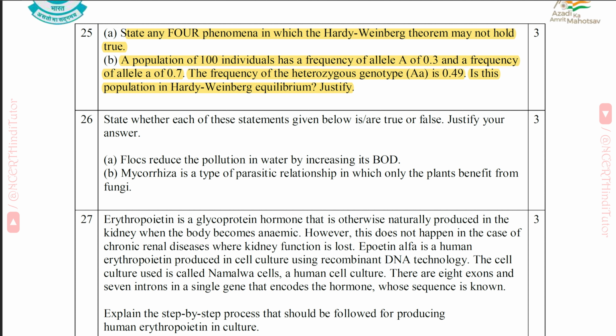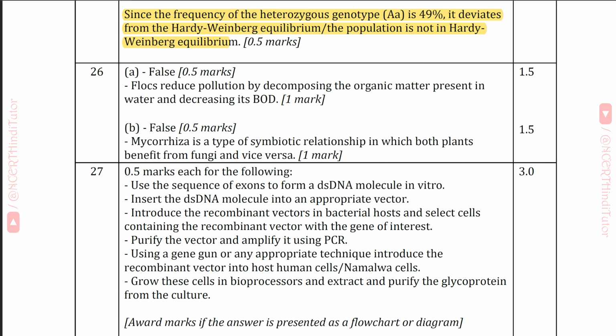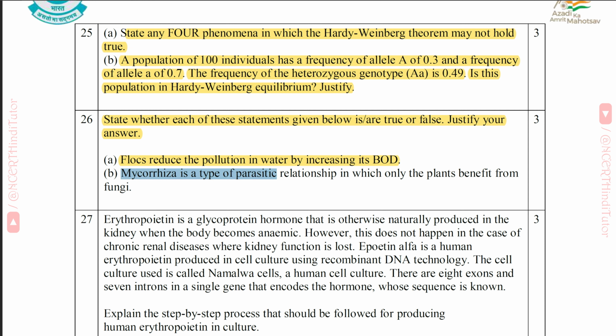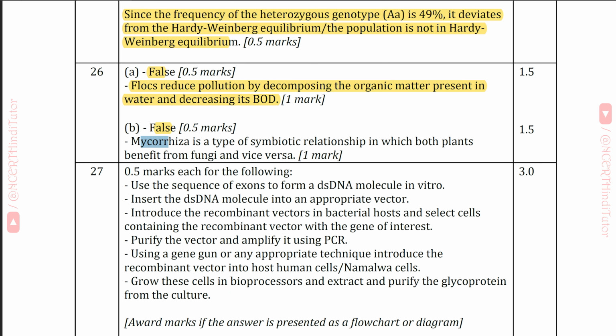Question 26. State whether each of these statements given below is true or false. Justify your answer. A. Flocs reduce the pollution in the water by increasing its BOD. Answer. False. Flocs reduce pollution by decomposing the organic matter present in the water and decreasing its BOD. B. Mycorrhiza is a type of parasitic relationship in which only the plants benefit from fungi. Answer. False. Mycorrhiza is a type of symbiotic relationship in which both plants and fungi benefit.